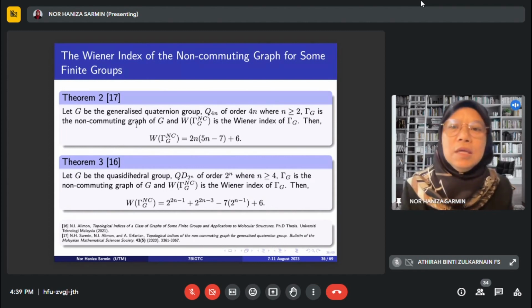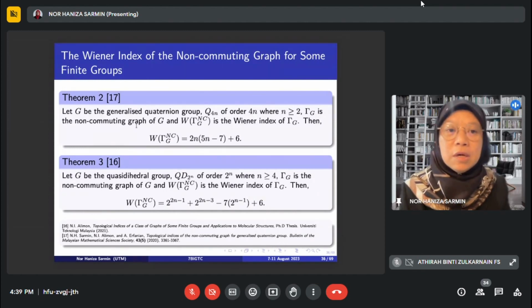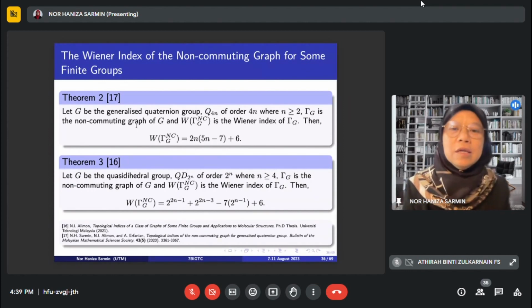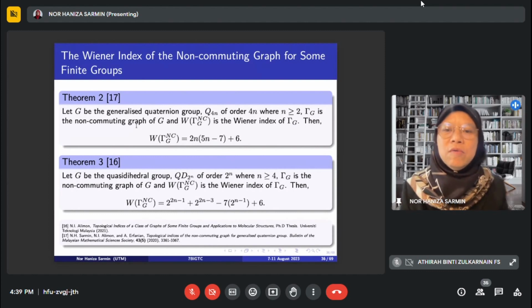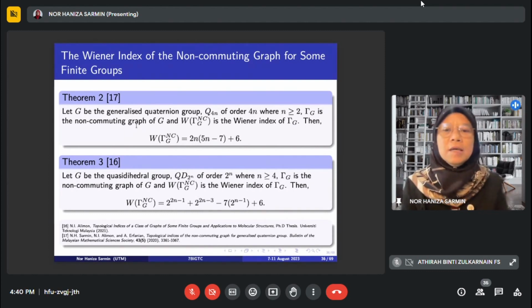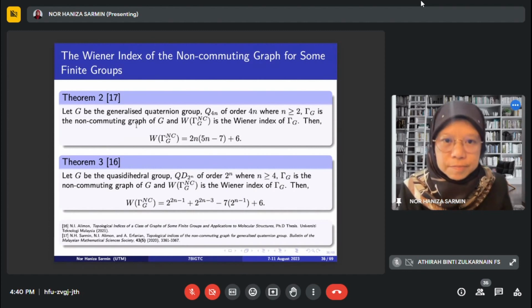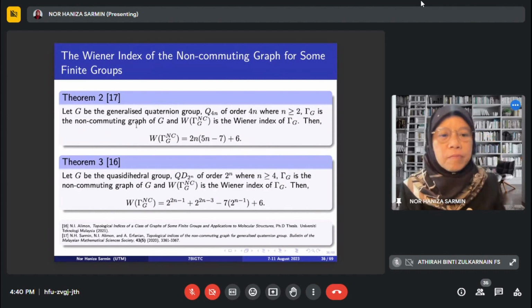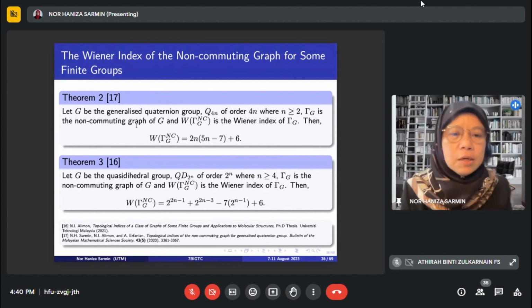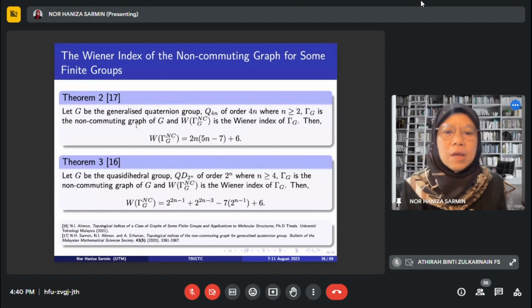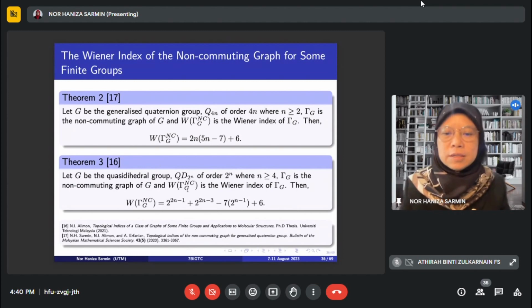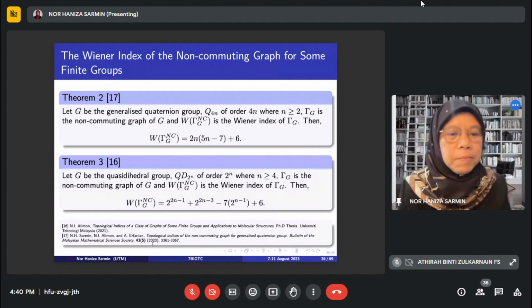Next is the Wiener index for the non-commuting graph for these other groups, which is the generalized quaternion group Q_4n of order 4n. And this is the Wiener index. Okay, also polynomials of degree 2. The next one is for the quasi-dihedral group of order 2^n, and we found the Wiener index. You can refer to the paper.